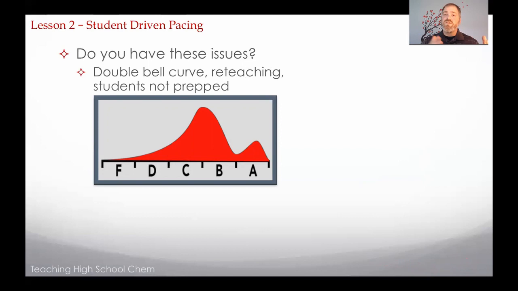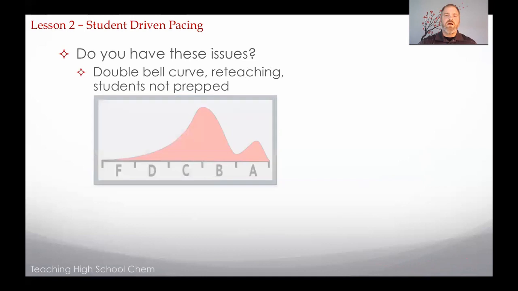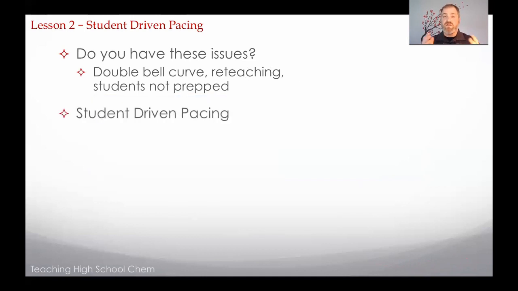And when we looked at two of the enemies in the first lesson, to me, confusion and boredom are also issues with pacing. If you're going too fast, kids are going to be confused. If you're going too slow, they're going to be bored. So when we see them, we should think, wait a second, those are red flags. Those are things I need to be aware of and paying attention to. Let's look at student-driven pacing and what I mean by that.